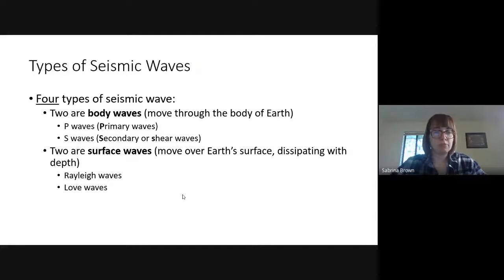One of those is a P wave or primary wave, and the other body wave is an S wave or a secondary wave. So our body waves are seismic waves, earthquake waves that are moving through the body of Earth, right? They're moving through the inside of Earth. And then the other 2 types of seismic waves are what we call surface waves. And surface waves move over the Earth's surface, right? They can't go through the inside of Earth. They have to just move on the surface. And one of those are Rayleigh waves and the other are Love waves.